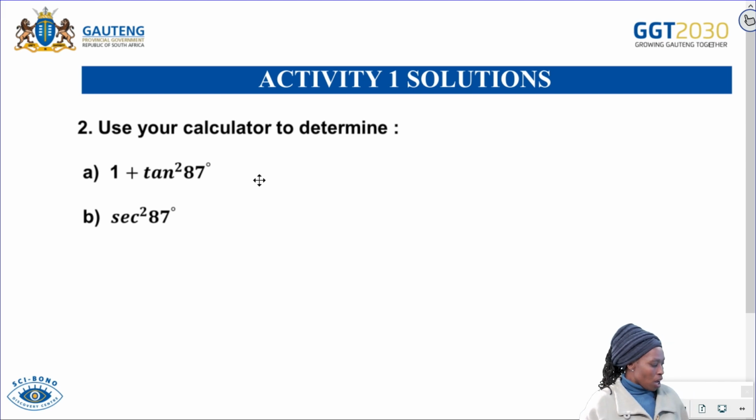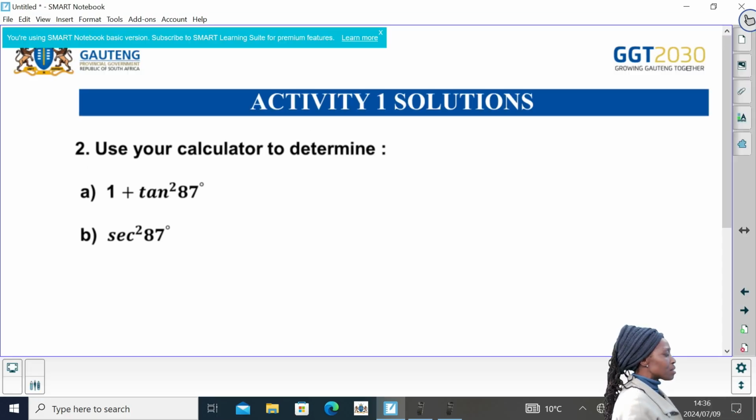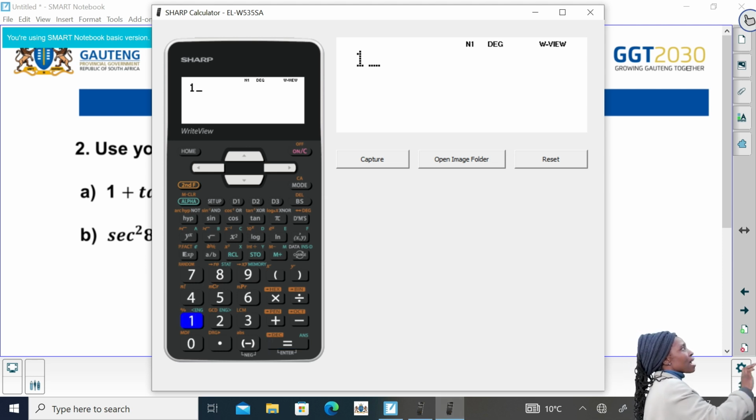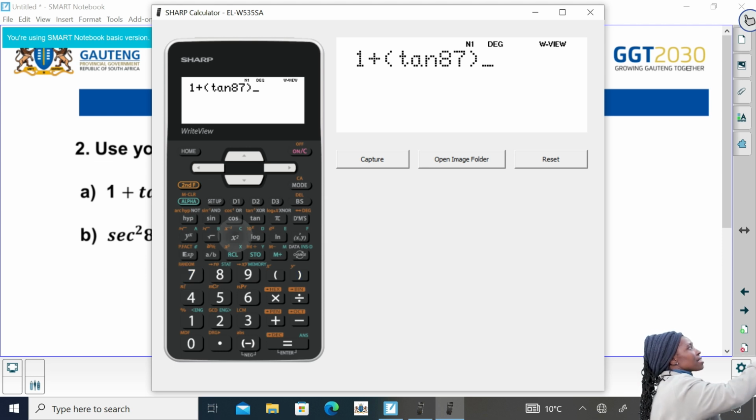Moving right along, we go to question 2. They say now use your calculator. Use your calculator to determine 1 plus tan square 87. And when I want my calculator, I will go to my calculator and I am having 1 plus tan square 87. You know tan square 87, in your calculator you will put brackets, tan 87, close, and it's squared.